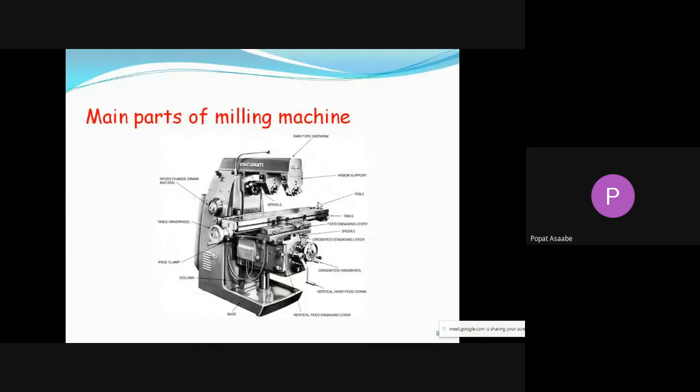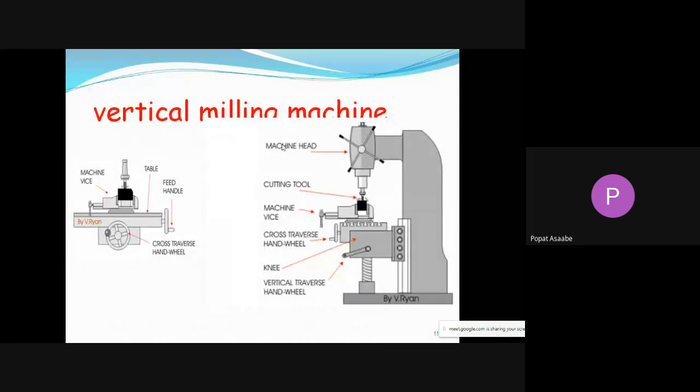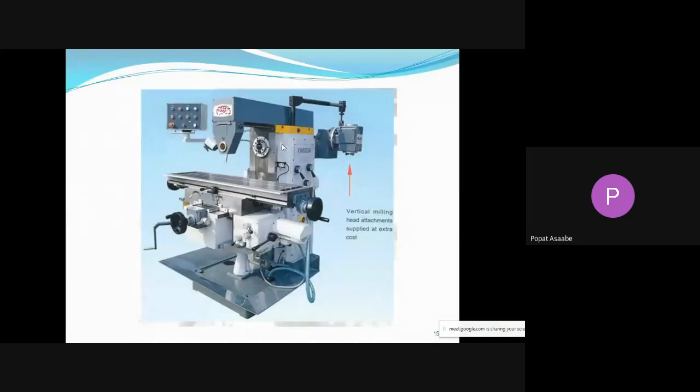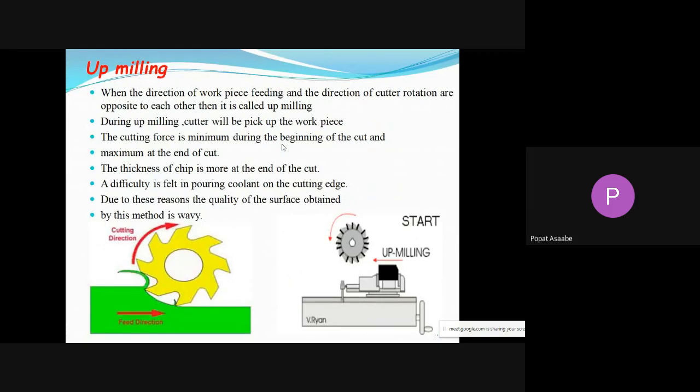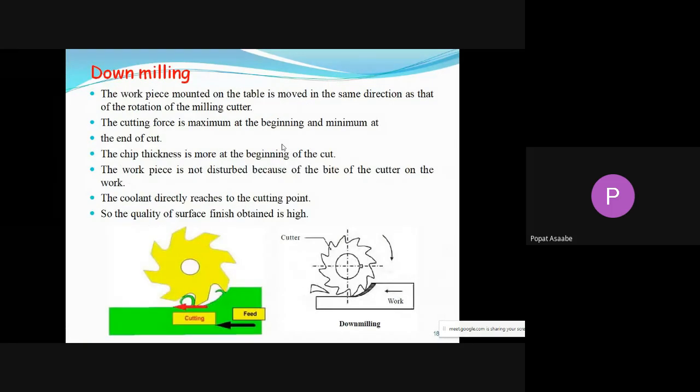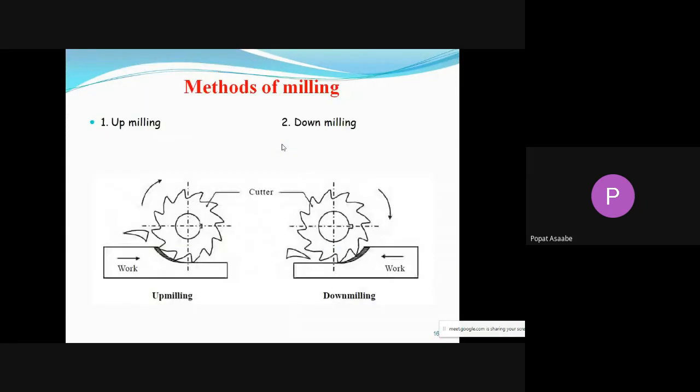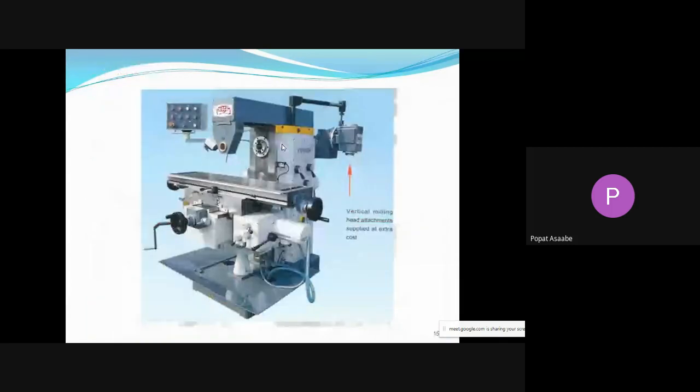Okay, in the last lecture we covered the operations which are performed on the milling machine. Up till now we have discussed the working principle of the milling machine. Simple. What is the working principle of the milling machine? I have explained it here.